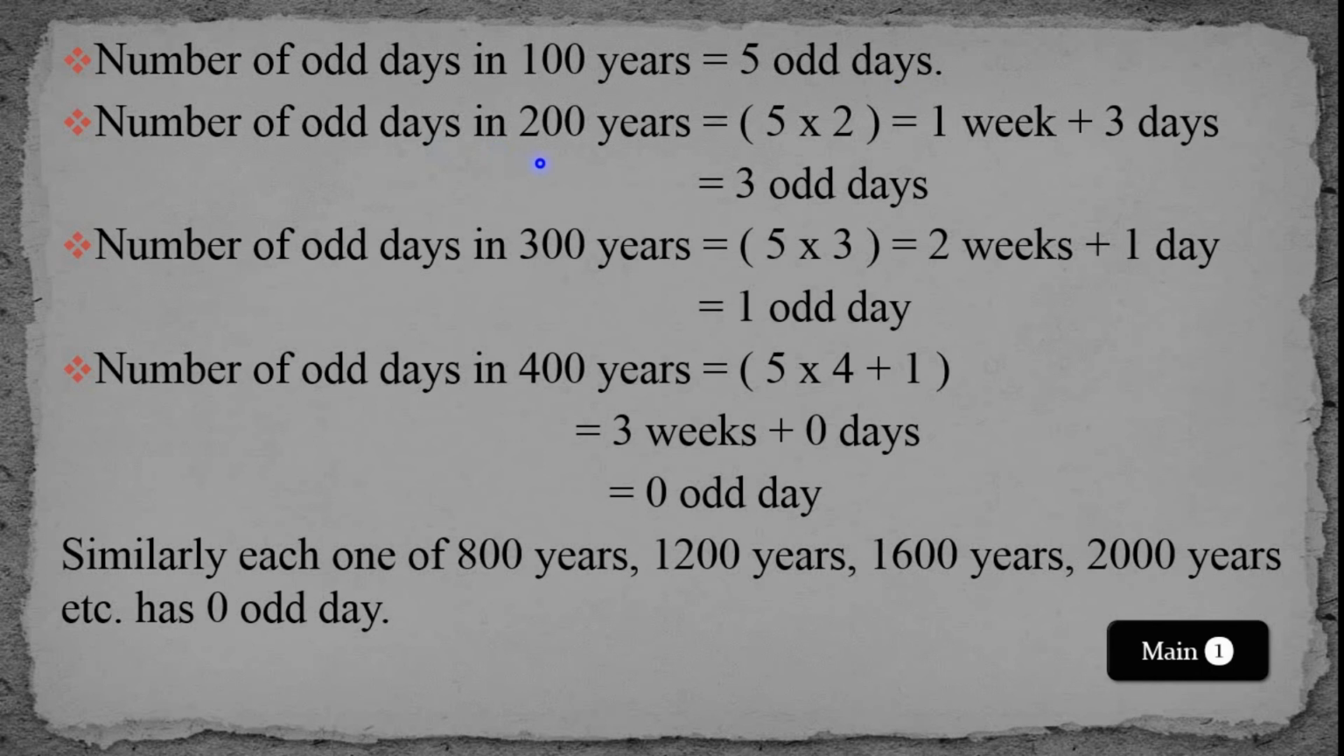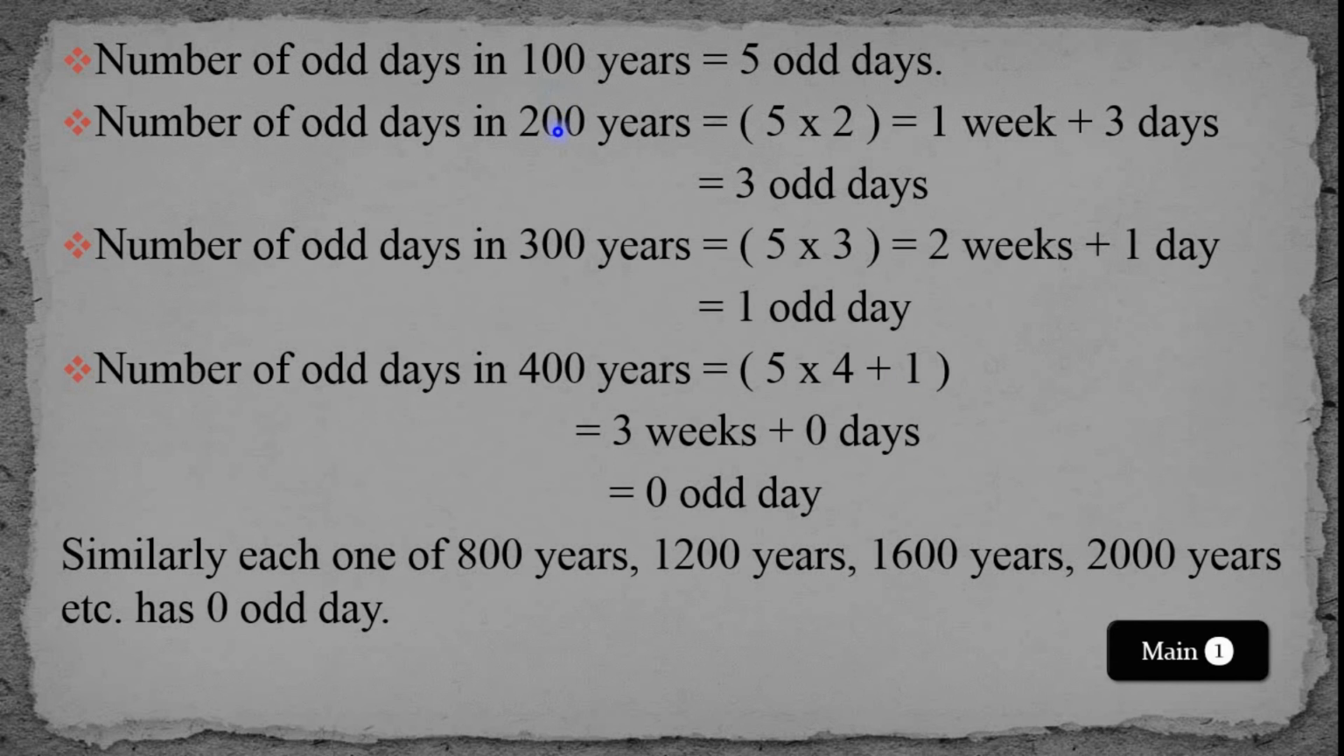Number of odd days in 200 years equal to 5 into 2 equal to 10 days equal to 1 week plus 3 days equal to 3 odd days. Number of odd days in 300 years equal to 5 into 3 equal to 15 days equal to 2 weeks plus 1 day equal to 1 odd day. Number of odd days in 400 years equal to 5 into 4 plus 1. Why do we add 1 here?